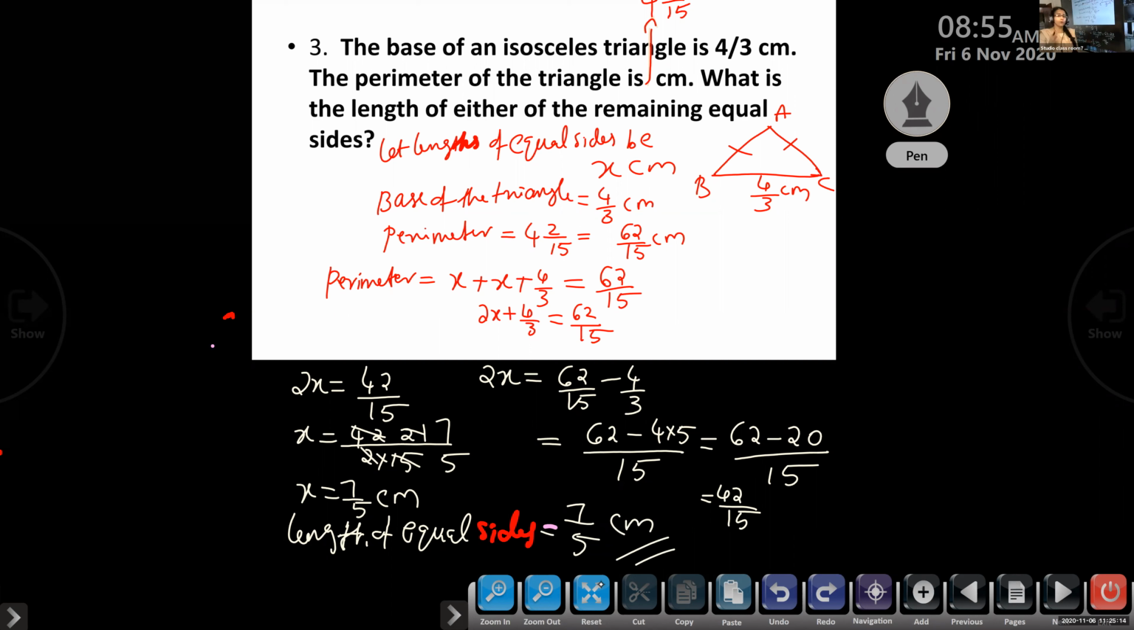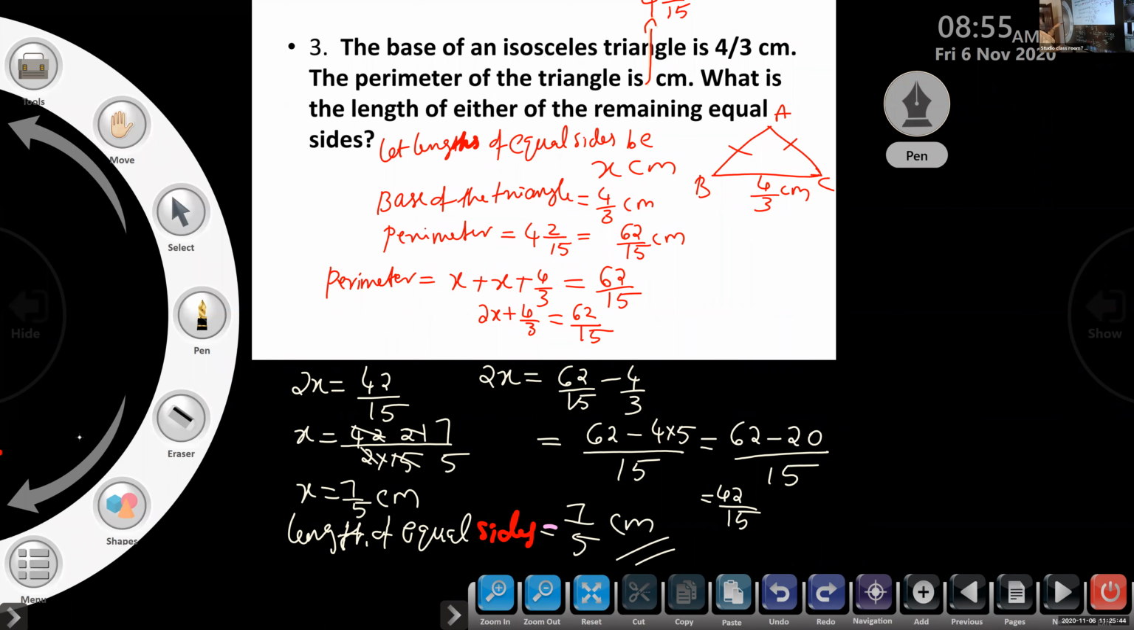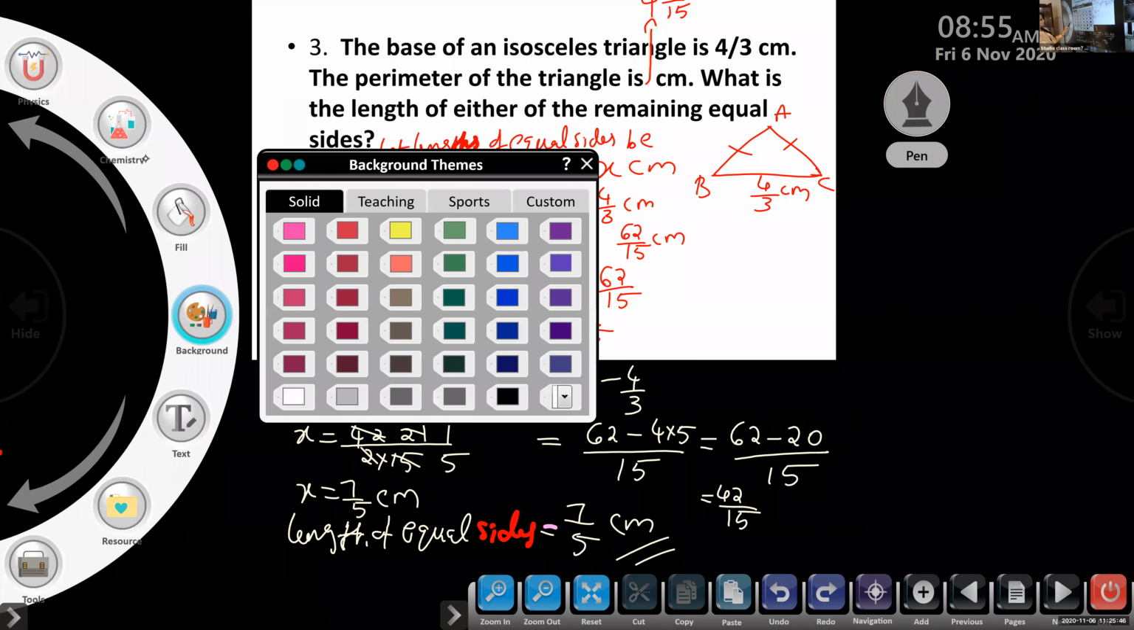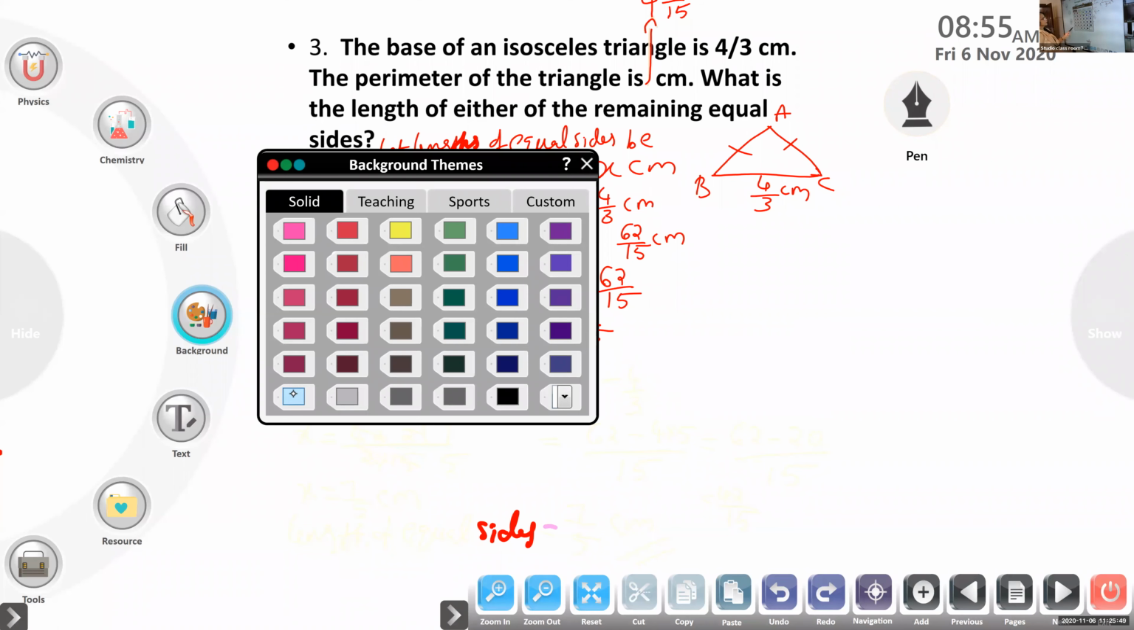Today itself, write all these word problems 2 times. Otherwise, you won't get it. Write and study. Okay. Length of equal sides is equal to 7 by 5. Over. Can I move to the next one? Yes, ma'am.